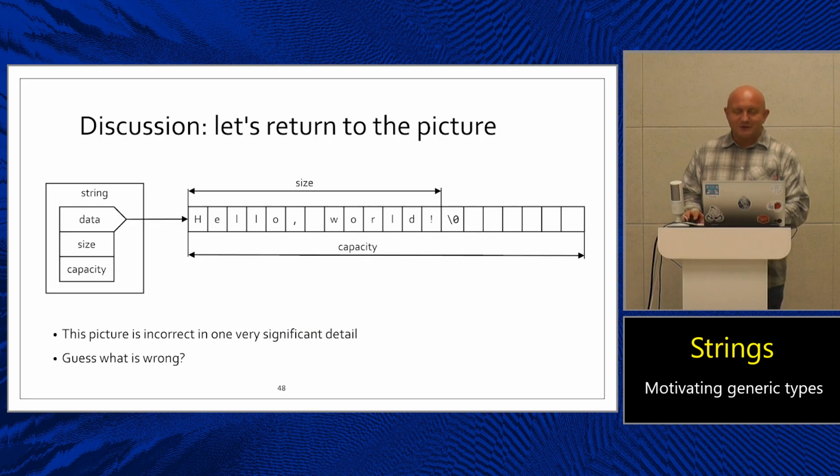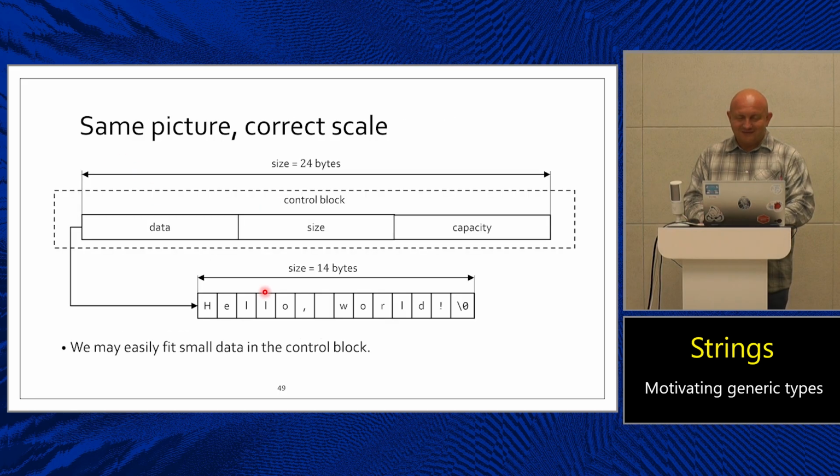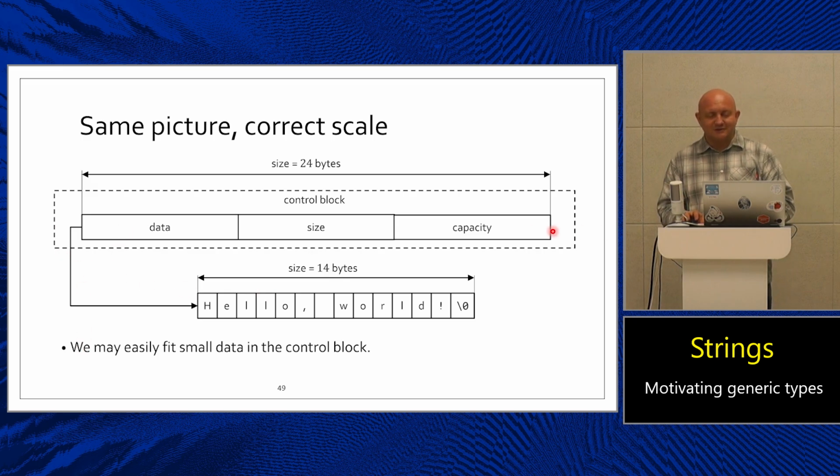Let's return to the picture. Let's go back to it. And I'll now tell you where I lied. Actually, I lied about the scale of the picture. Look how small the size field is, how small the data pointer is. And what is the actual size? Here it is. I redrew it to scale. This is the actual scale.